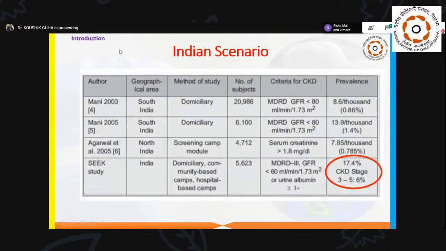In the Indian scenario, what is the Indian scenario? In India, we can see that 17.4% have CKD stage 3 to 5, 6%. CKD has a number of stages: stage 1, stage 2, stage 3, stage 4, and stage 5. So it is not small, 17.4% actually penetrates our Indian population.